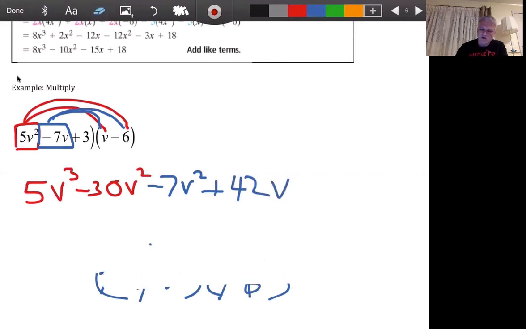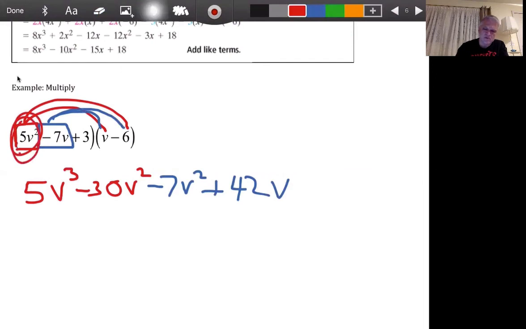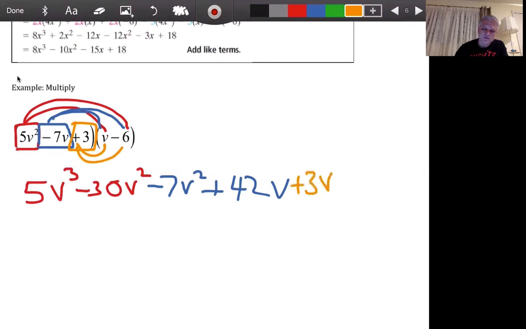Okay, so we have now distributed the 5v squared, and we have distributed the minus 7v. So what is left to distribute? We've got the plus 3. So we're going to distribute the plus 3. We're going to get plus 3 times v and plus 3 times minus 6. Okay, plus 3 times negative 6. Plus times minus is minus. 3 times 6 is 18.